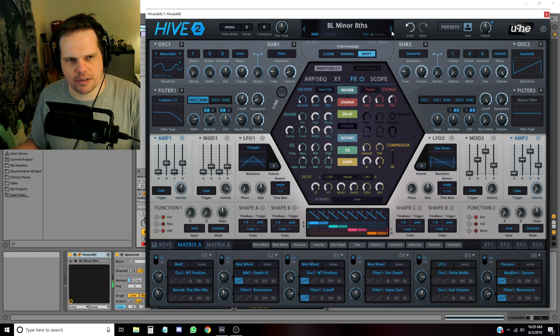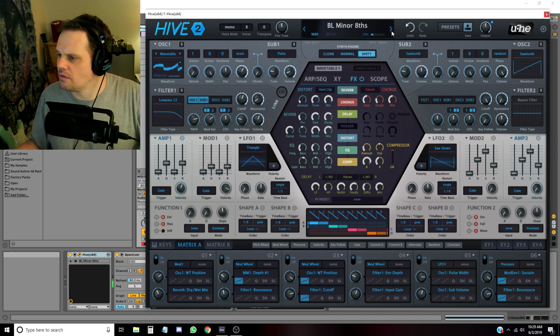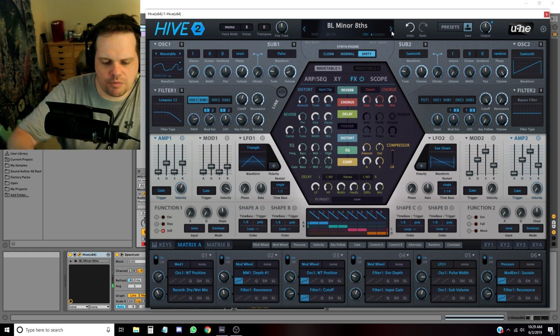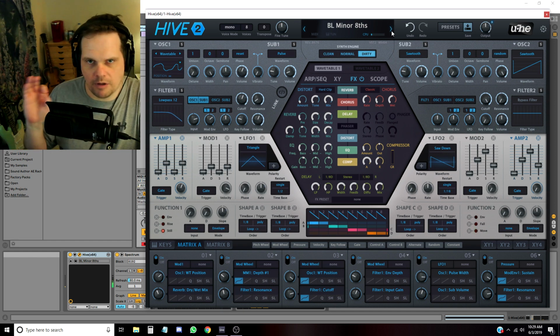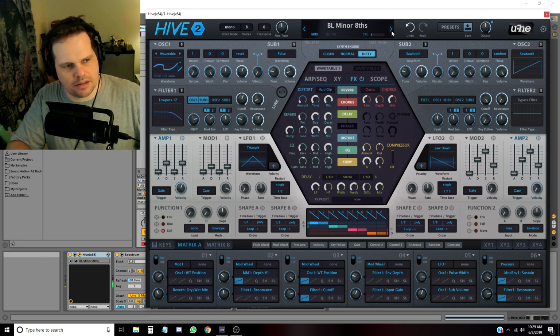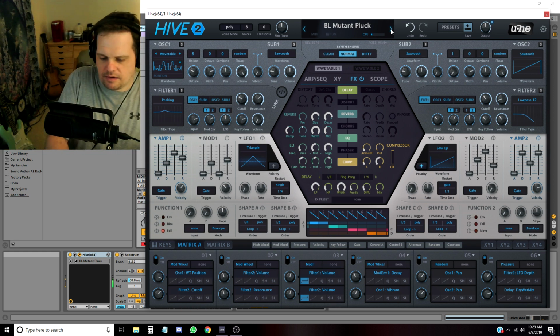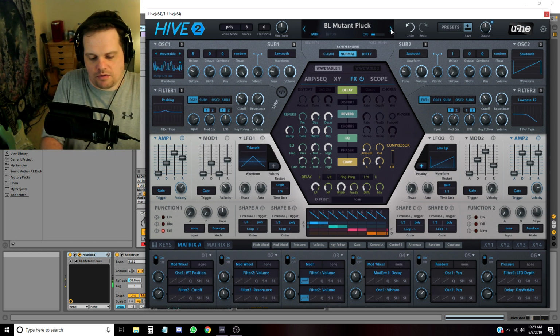Minor eighths. What is that one? Very velocity sensitive. I think this one I actually wasn't going to submit, but I like the way that it sounds up high at very low velocities. It sounds 80s. But it's a very simple sounding patch. Oh yeah. I just like the sound of that.